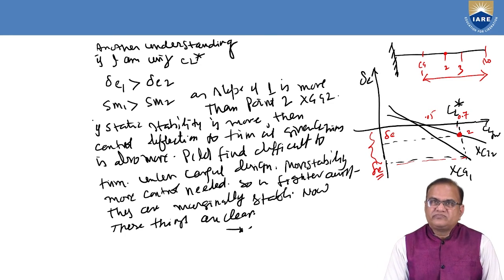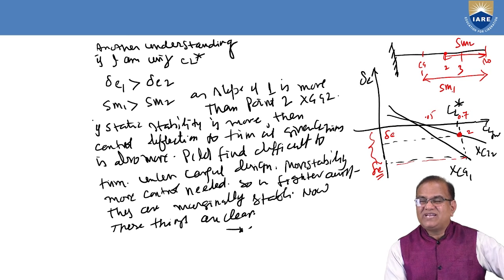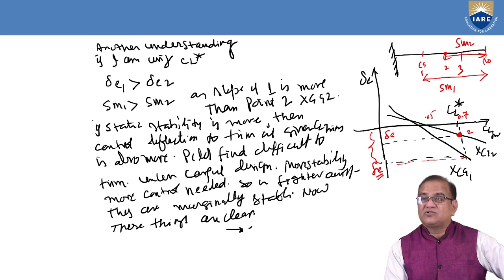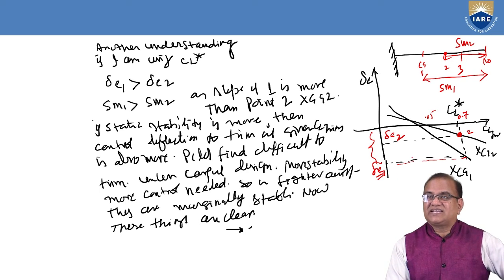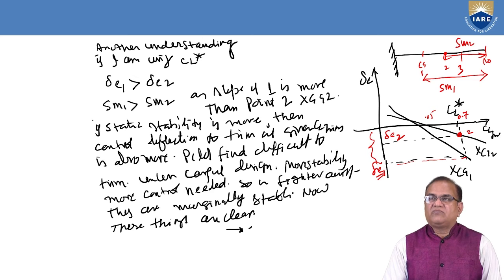So here delta E1 is greater than delta E2 because of SM1, the static margin of this CG location. This is SM1, and if you take from here to here, this is SM2. If SM1 is greater than SM2, then we need more delta E. So this is delta E1 and this is delta E2. So delta E1 is greater than delta E2. This is also one very important result which we have observed.